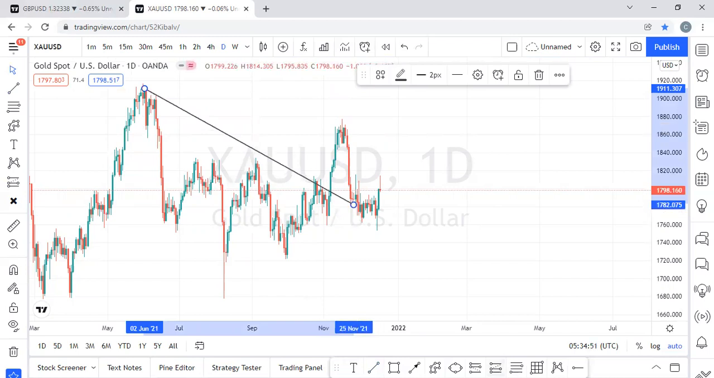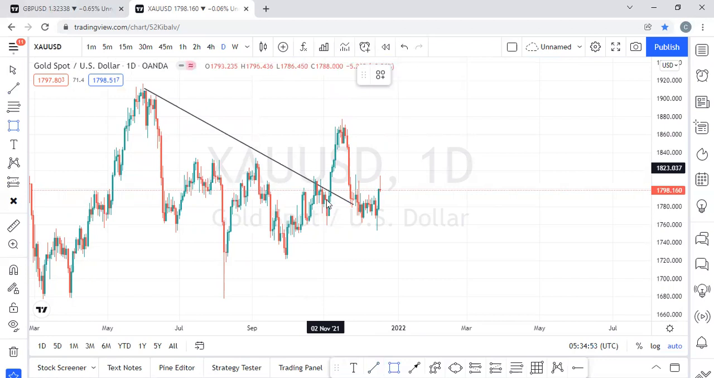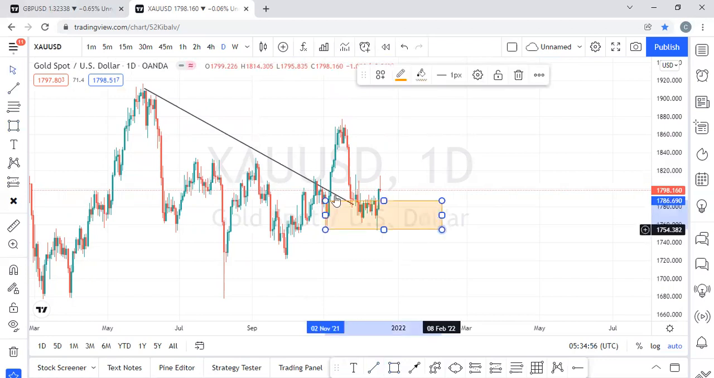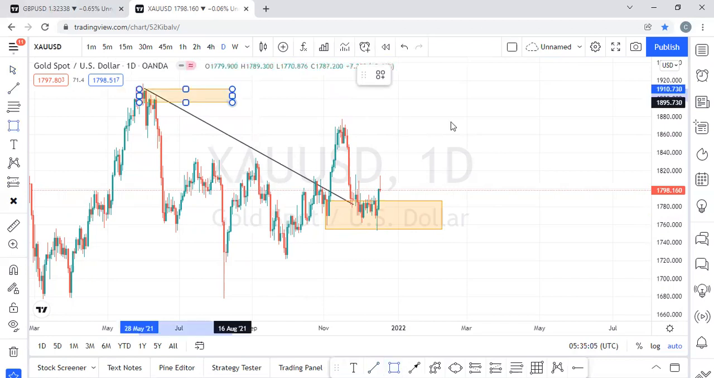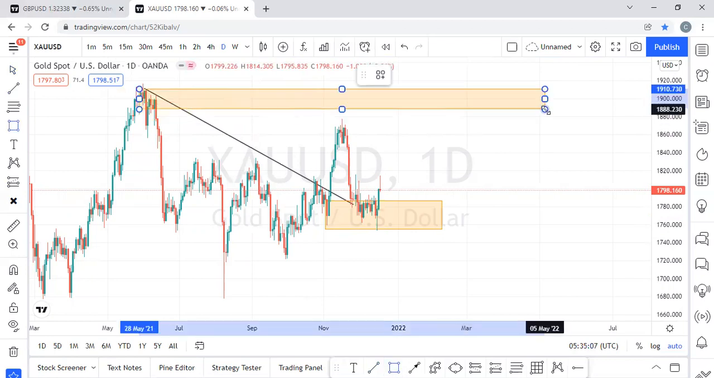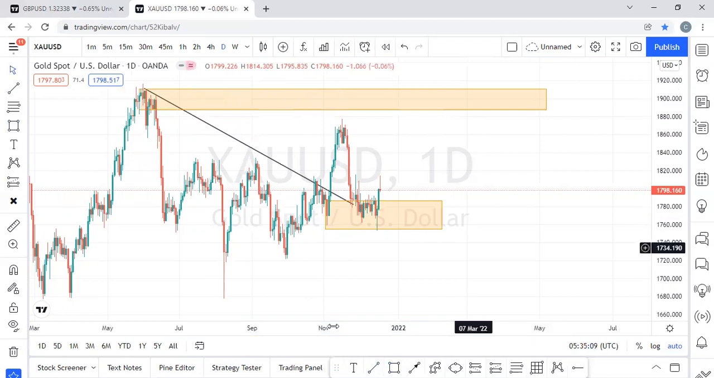So as you can see, this is a demand zone here. The market is still in that region. So this market is going to buy up all the way. So this is what I'm looking at for my overall take profits here. This zone here is on the D1 time frame. I want to buy into this region here.